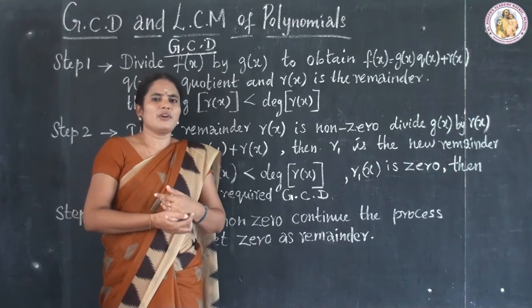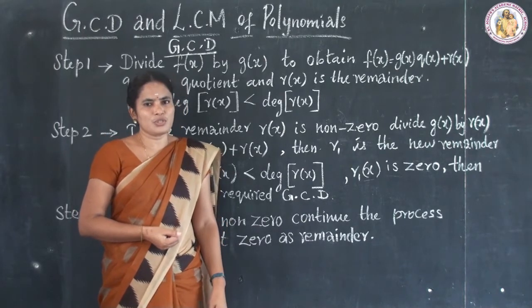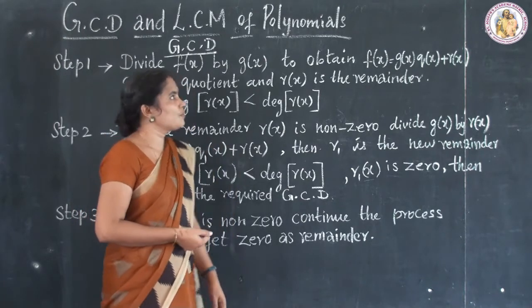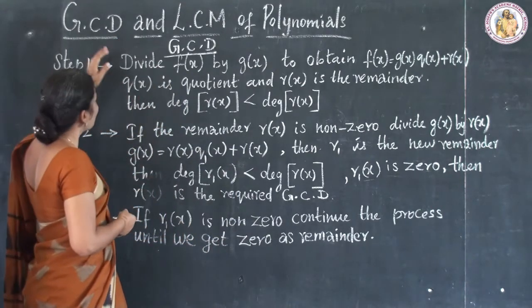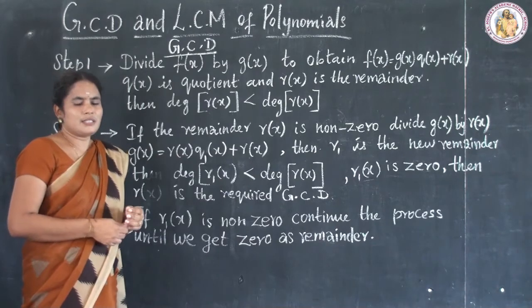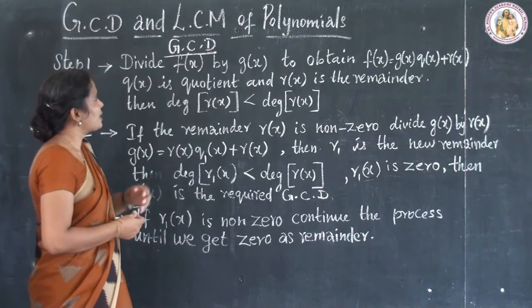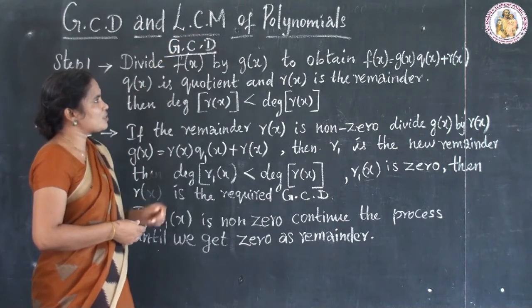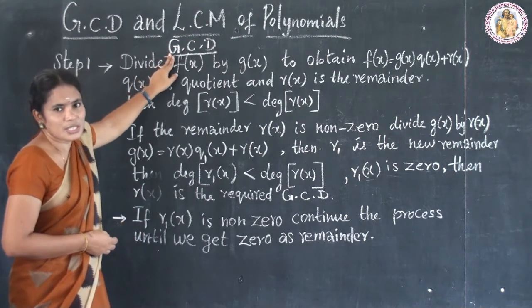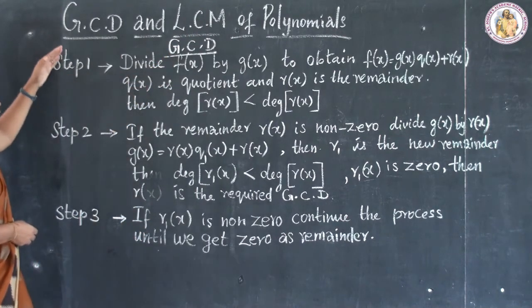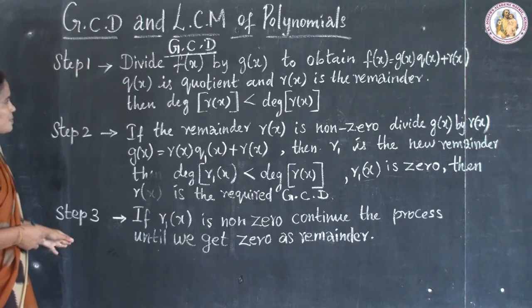Hi students, today we are going to see exercise 3.2. In exercise 3.2, we have GCD and LCM. Already you know what is GCD, greatest common divisor, and LCM, least common multiple of polynomials. So first of all, we will see what is GCD. To find GCD we have three steps.